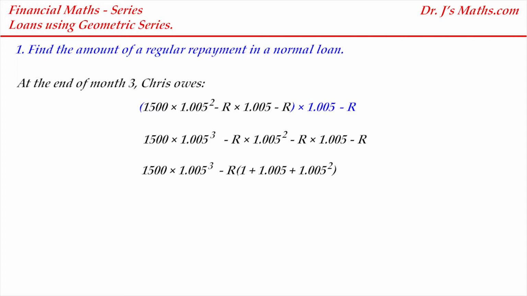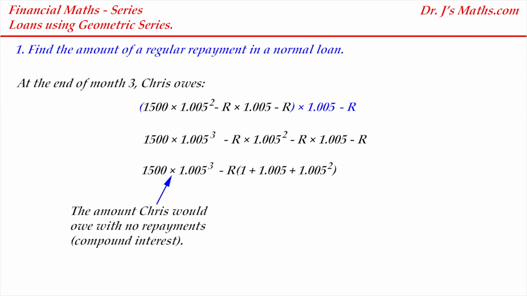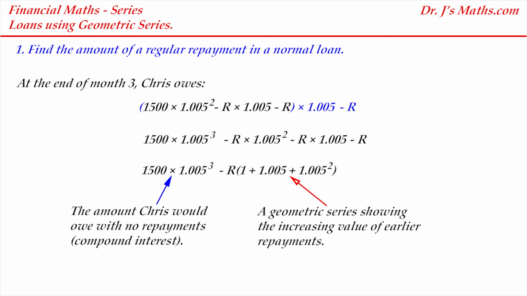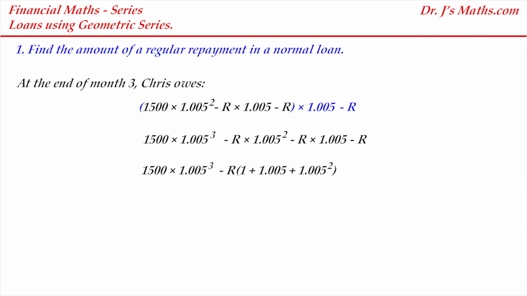It's interesting to look at these two terms. The first one is the amount Chris would have owed with no repayments. So that's just a straight ordinary run-of-the-mill compound interest formula. Now the next part is a geometric series showing the increasing value of the earlier payments. So very important. Let's have a look at what we've got. It's the end of month 3. The first term in our expression is 1500 times 1.005 cubed. And we look at our geometric series and we find that there are 3 terms.